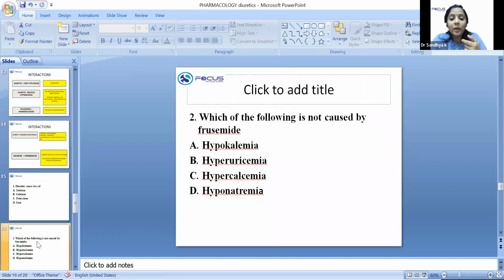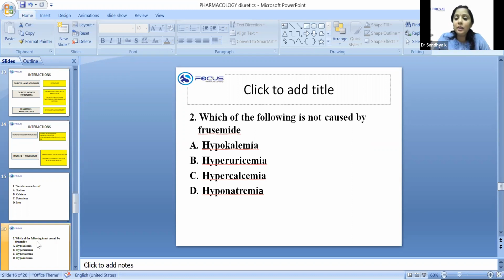Now I'll add on another point. We are discussing high ceiling diuretic, right? Frucimide. Next in the group is medium efficacy diuretics or thiazides. One of the main differences between this high efficacy frucimide and medium efficacy thiazides is that thiazides will cause hypercalcemia. How? We'll see in the regular class.